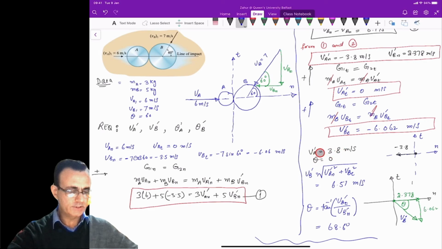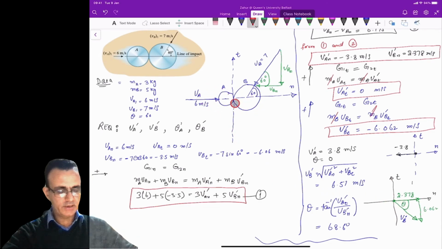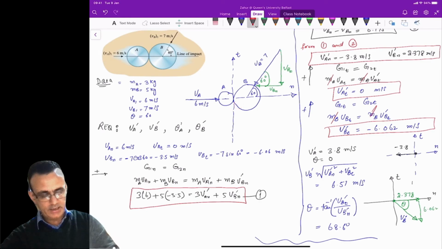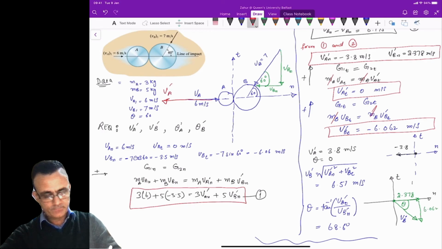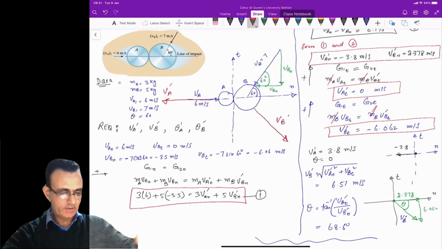So the velocity of disk A is 3.8, and again it's moving along the n direction, but in the negative n direction here. And disk B is now moving in this direction here. So if you consider the original figure, you can see that disk A will move along this direction. So VA' is in this direction here, and this body will move in this direction here. So this is our VB'.